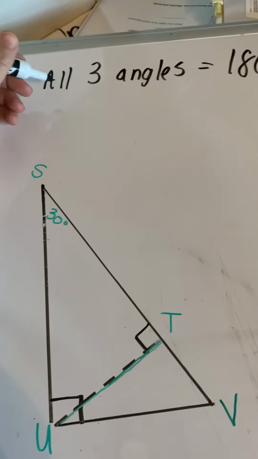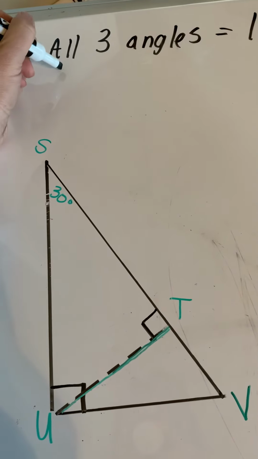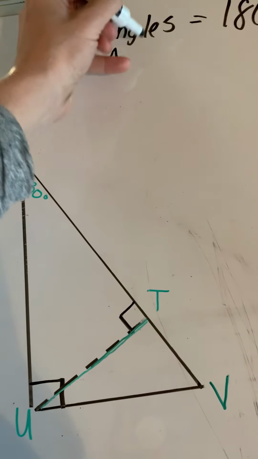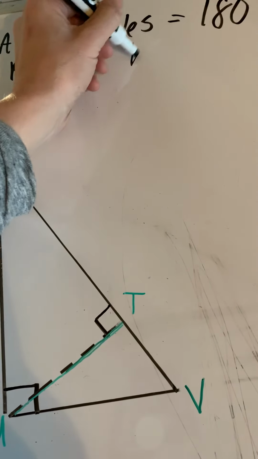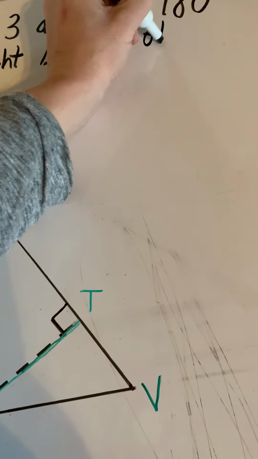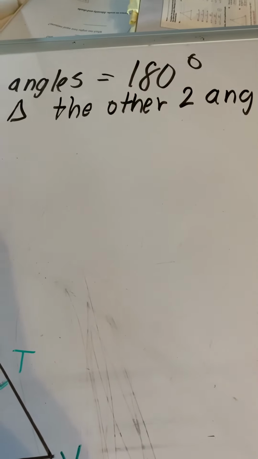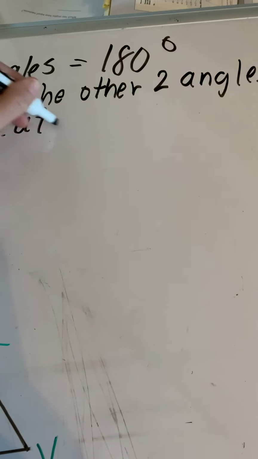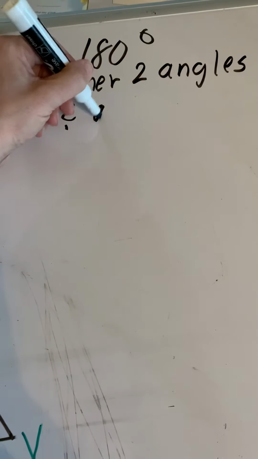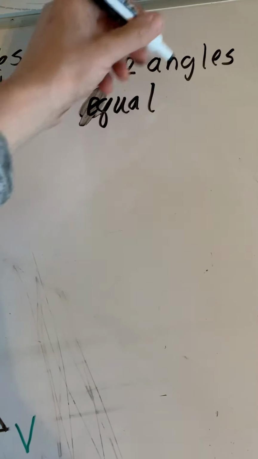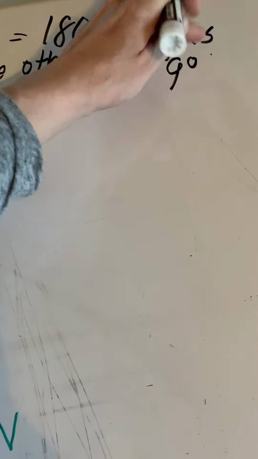And then we also know that in a right triangle, the other two angles are acute and equal, I was going to say add up to, but we'll put equal, 90 degrees, right? Oops, not 9 degrees, 90 degrees.